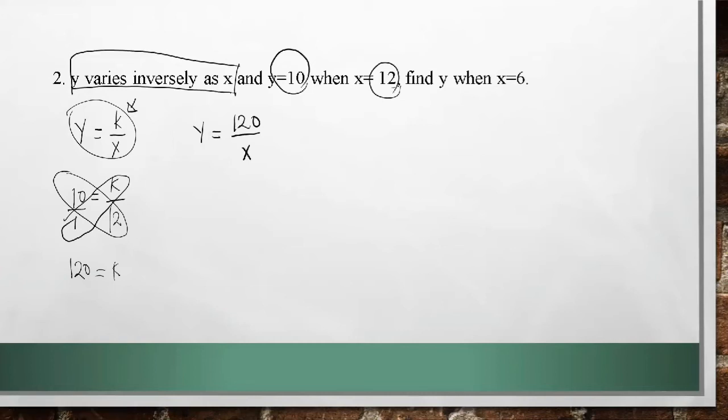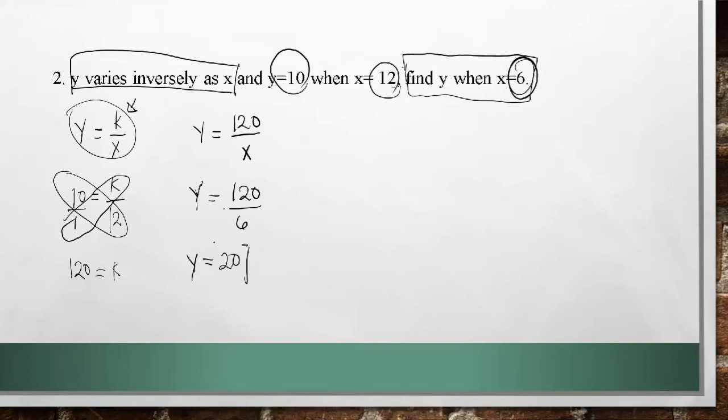We can now find the value of y when x is 6. So y is equal to 120 over the value of x, which is 6. So y is equal to 20. So the value of y is 20.